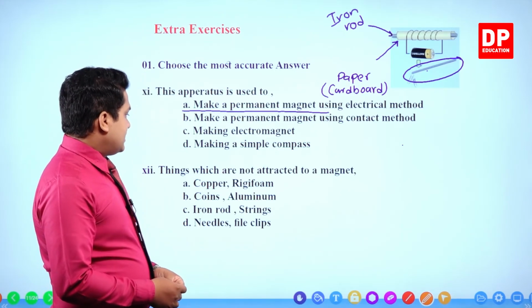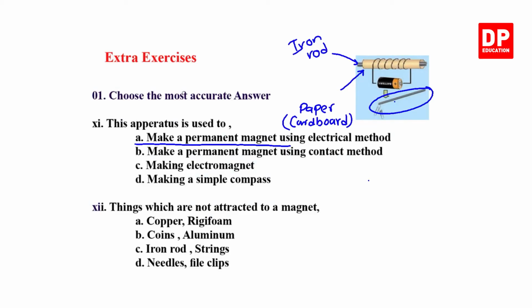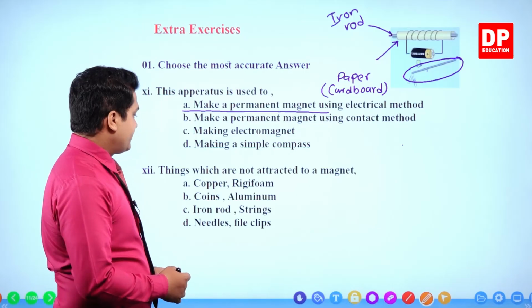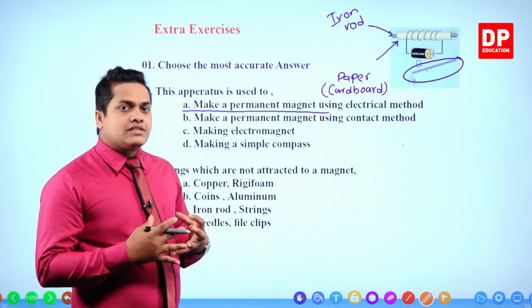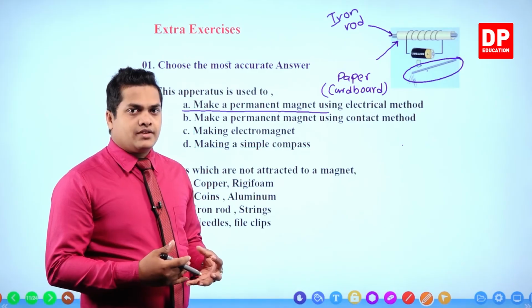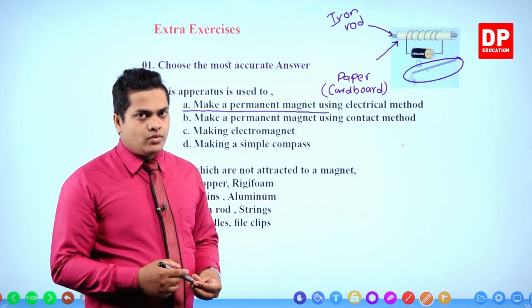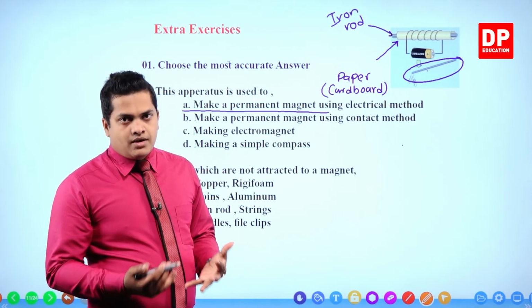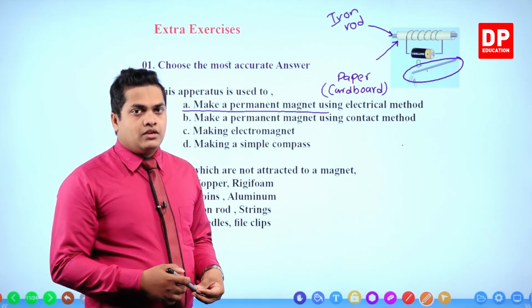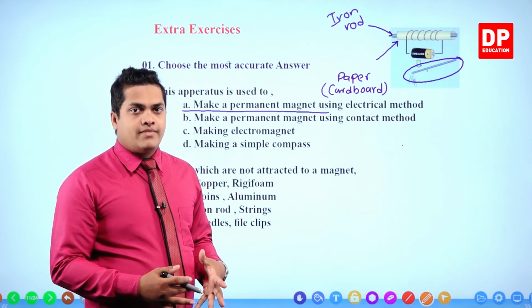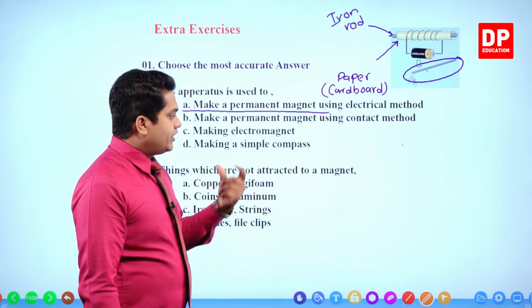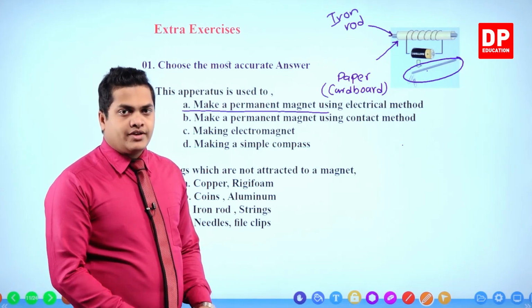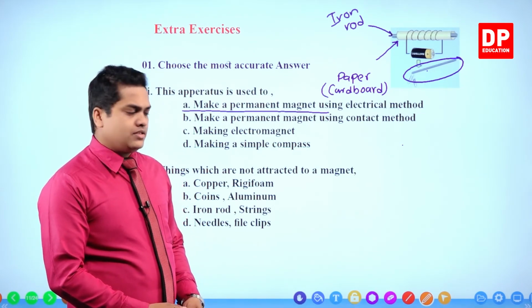Next question then. Things which are not attracted to a magnet. So these answers are also obvious. You know that there are some materials which are magnetic materials, the materials which get attracted to a magnet. And there are non-magnetic materials as well, materials which do not attract to a magnet. So here they are asking about things which are not attracted to a magnet, meaning non-magnetic materials. So select the two non-magnetic materials.